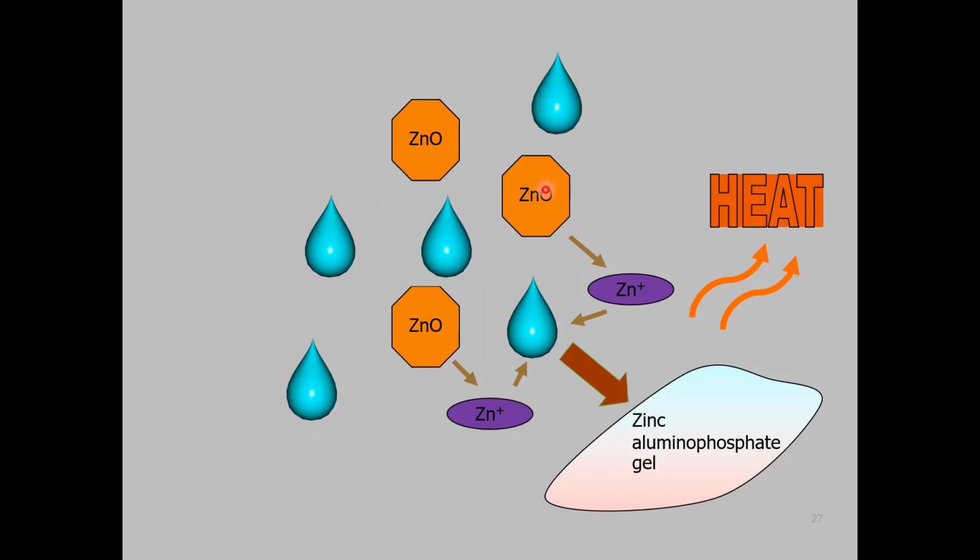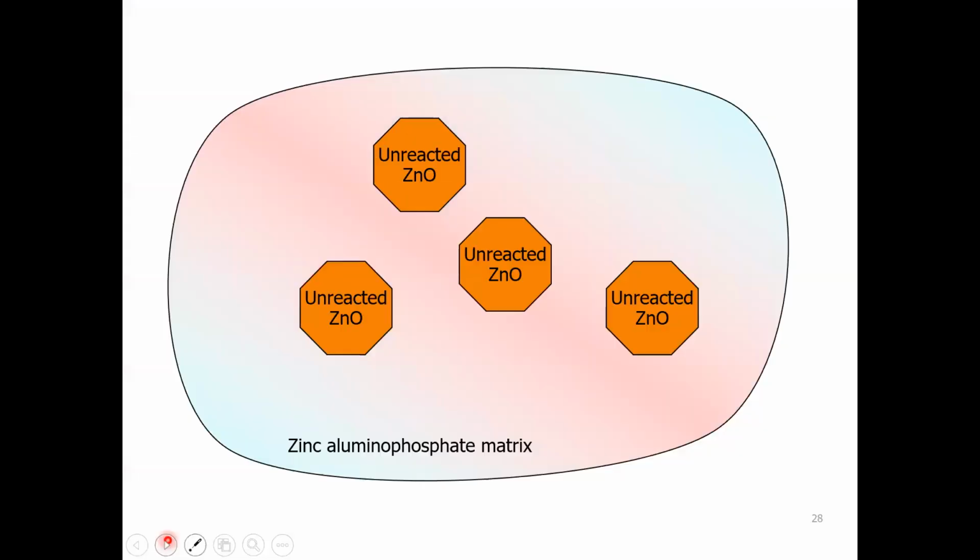When the liquid is mixed with zinc oxide particles, the H ions present in phosphoric acid displace the zinc and aluminium ions from the powder portion of the zinc oxide. These react with the phosphoric acid and form zinc aluminophosphate gel. So now these are the unreacted particles. What is the importance of this unreacted particle? It will be a major contributor to the strength of the cement when you are using it in clinical applications.